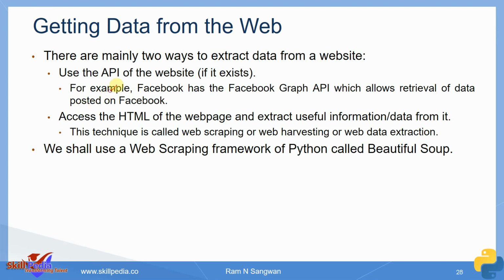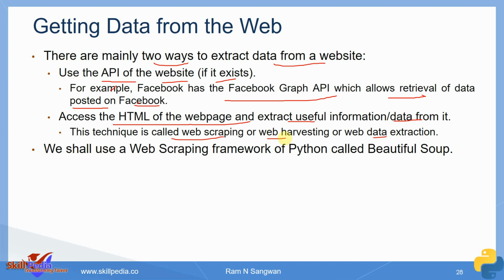Getting data from the web. There are mainly two ways to extract data from a website. First, use the API of the website if it exists. For example, Facebook has the Facebook Graph API, which allows retrieval of data posted on Facebook. Second, access the HTML of the web page and extract useful information from it using filters and regular expressions. This technique is called web scraping.